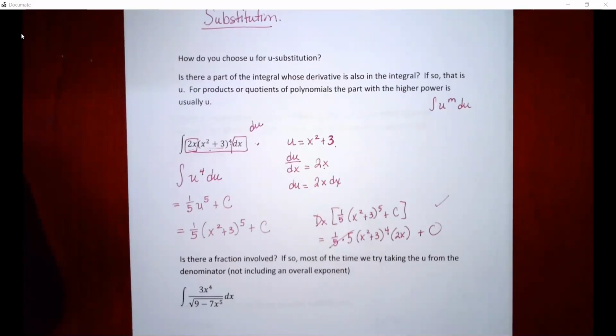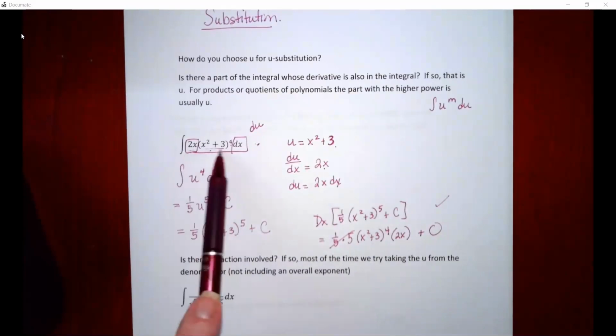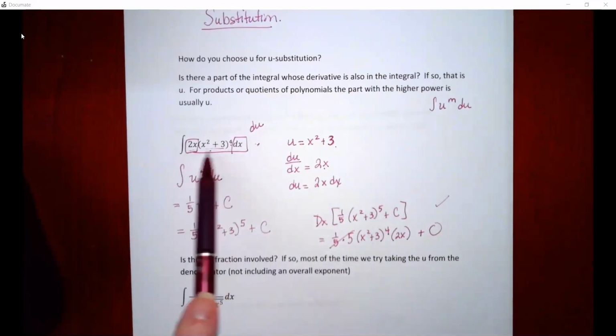If you take an indefinite integral, then take the derivative of your answer, you should get something that is equivalent to the integrand of the original problem.